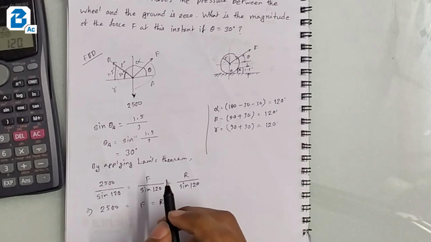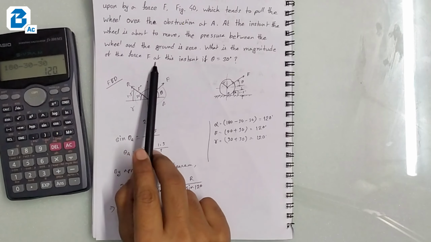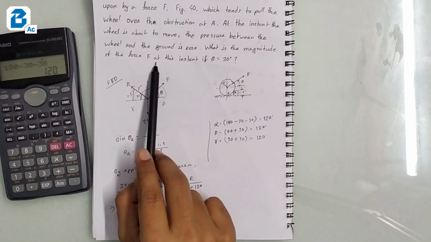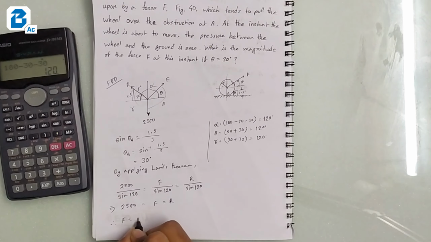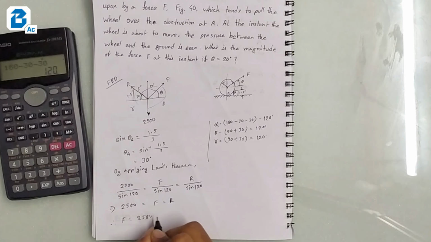So in the question it says to find the F, so the magnitude of the F will be 2500 pound.